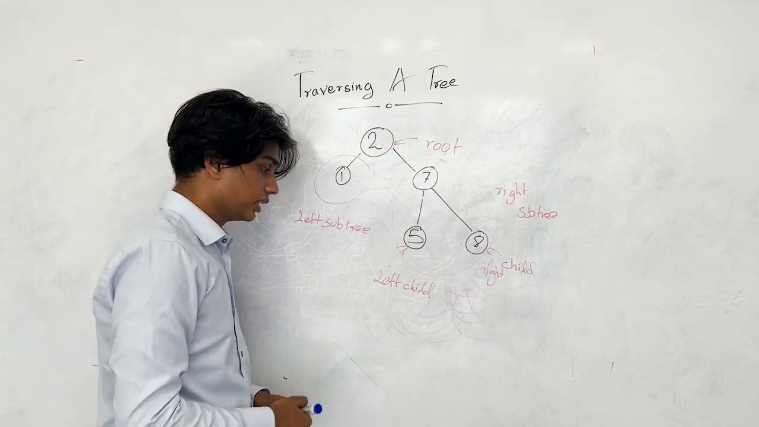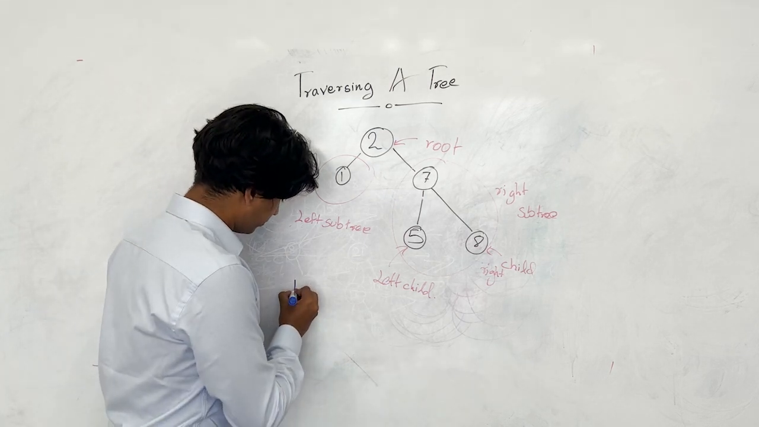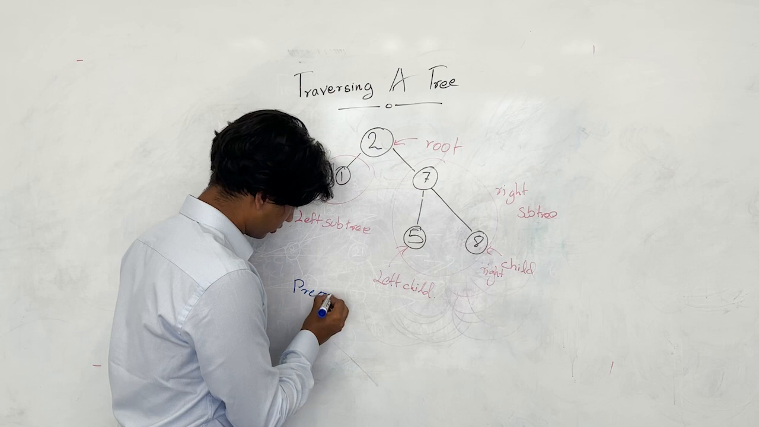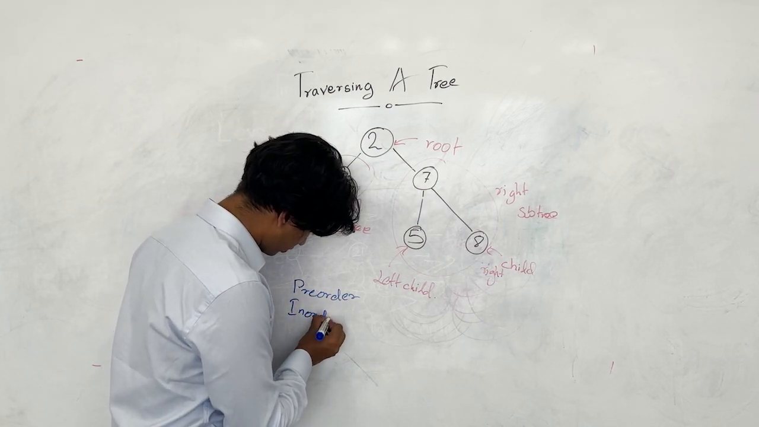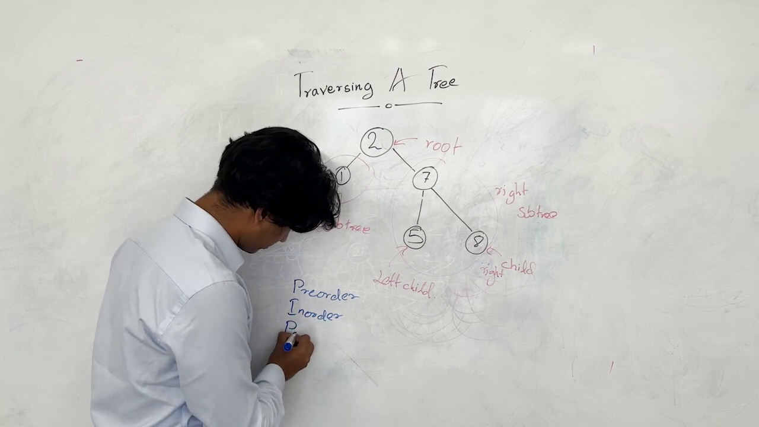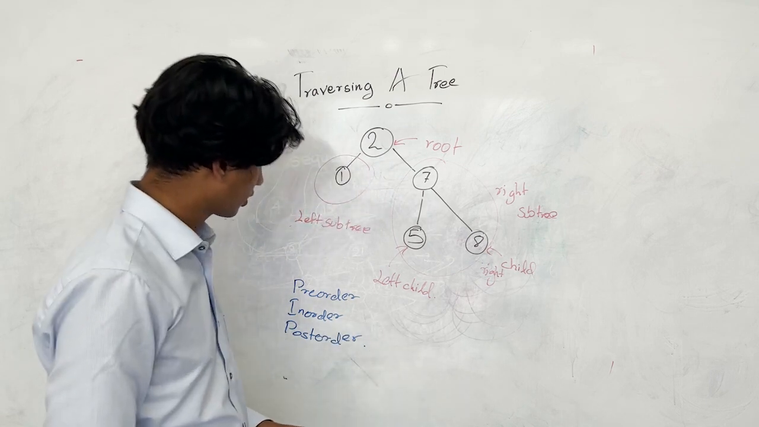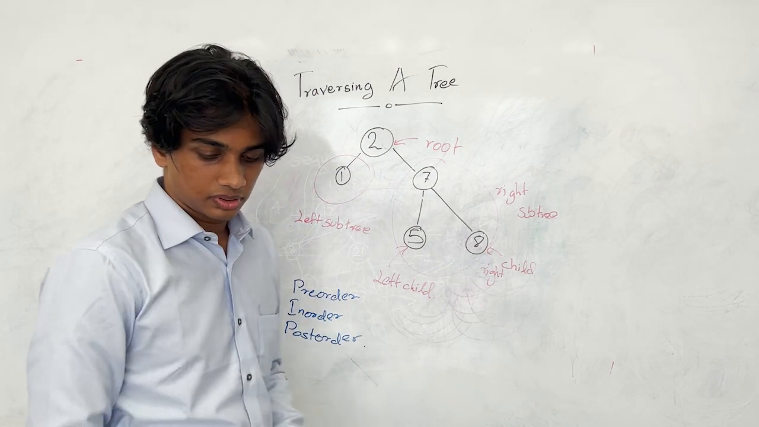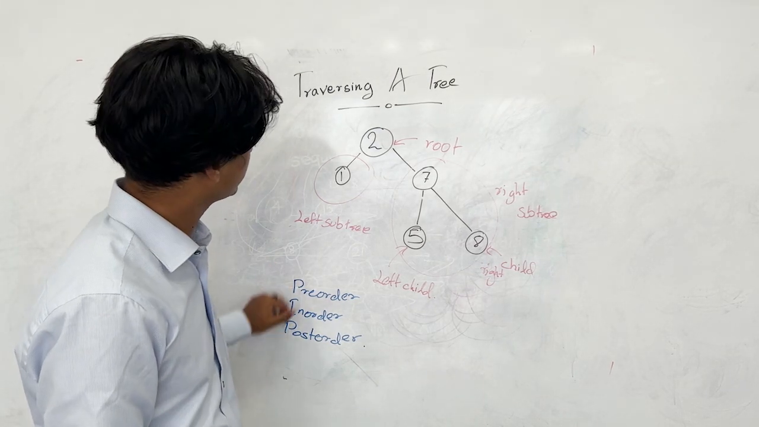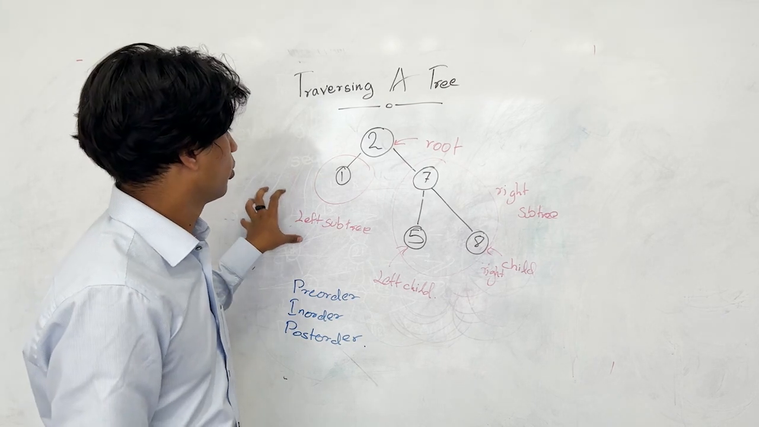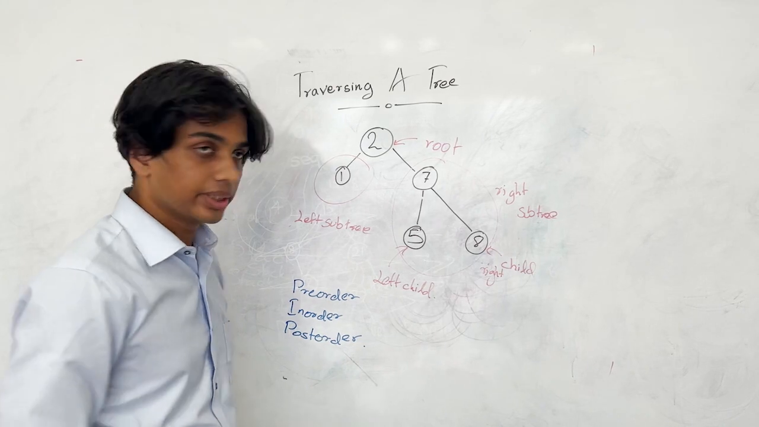There are mainly 3 types of traversing a tree, which are pre-order, in-order, and finally post-order. Now we are going to take a look at each of these individually and try to understand what they mean and what the process of visiting each node in this tree is.